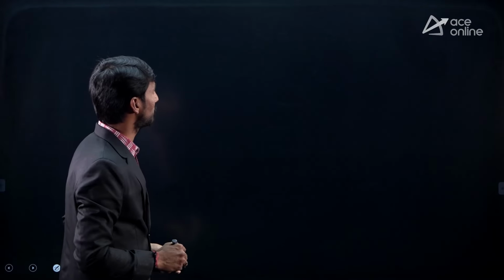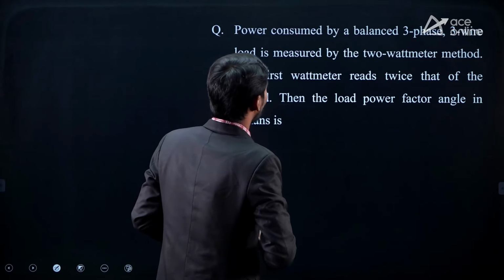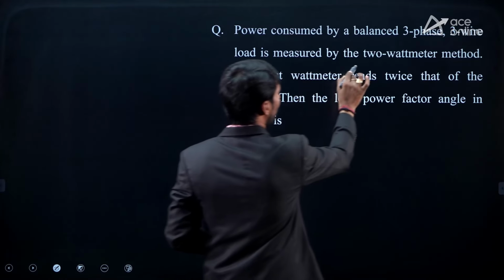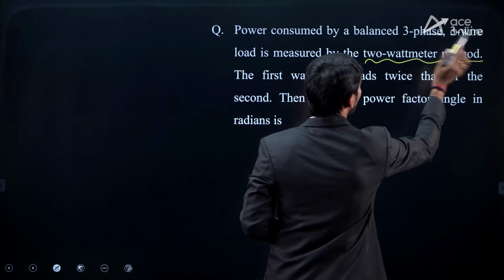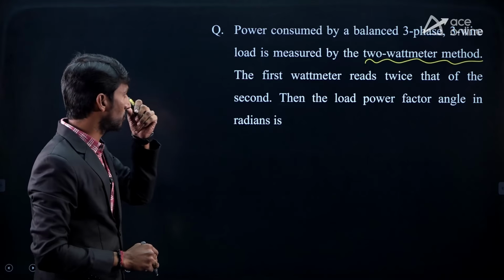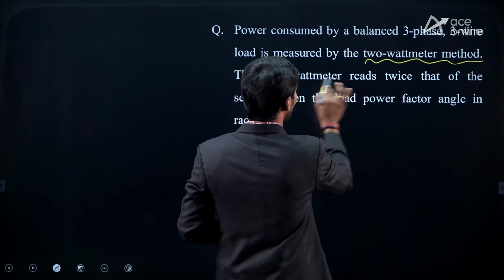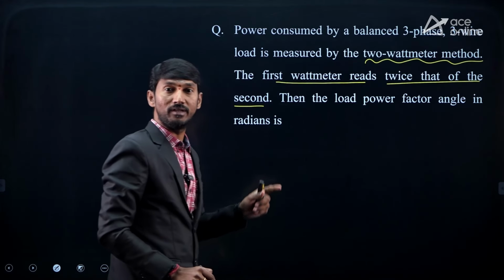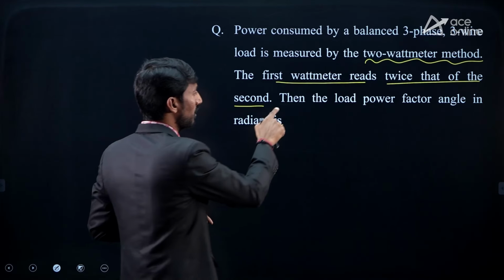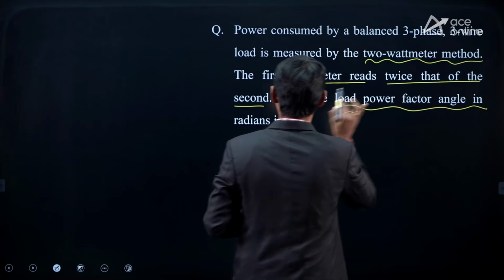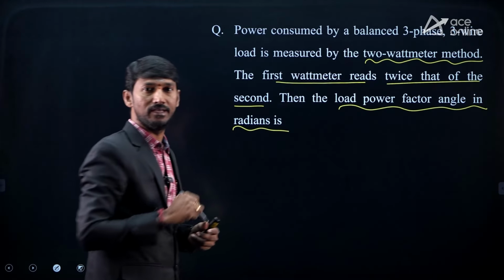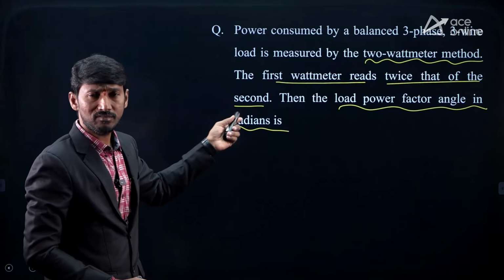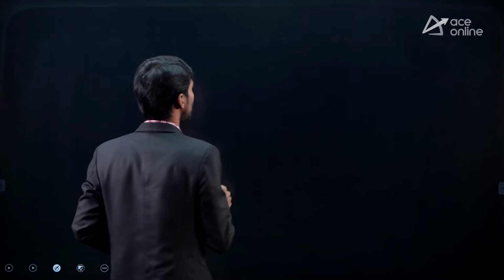Right? Next question. Power consumed by a balanced 3-phase 3-wire load is measured by the 2 wattmeter method. The first wattmeter reads twice that of the second. The load power factor angle in radians is, he is asking what is the power factor angle in radians. So what is it? Simple.